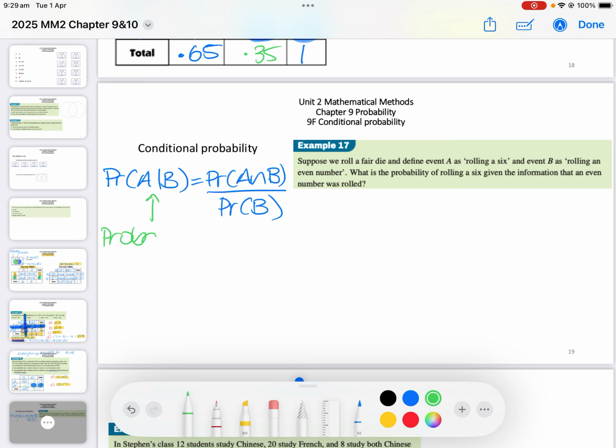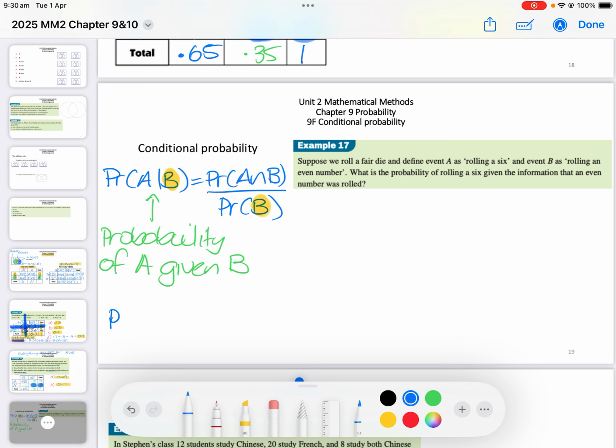Probability of A given B. So it might be something like the probability of being good at volleyball given that you're over 6 foot tall. The probability of being good at chemistry if you're good at methods. So something that might have a relationship. We always use whatever is the second letter here goes on the bottom.